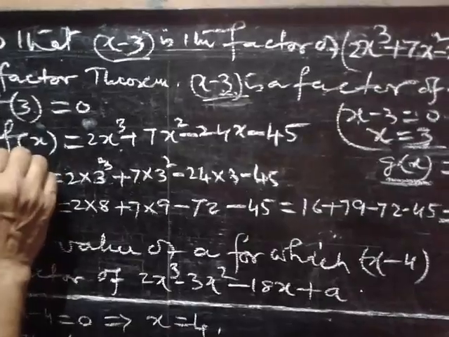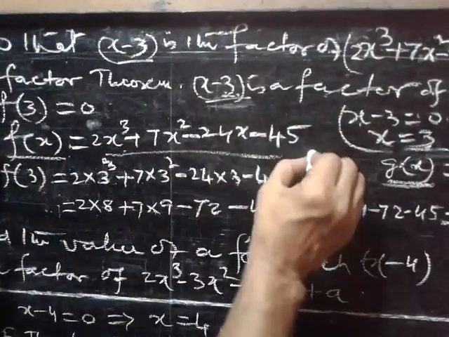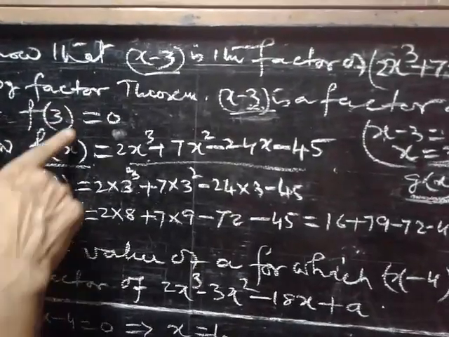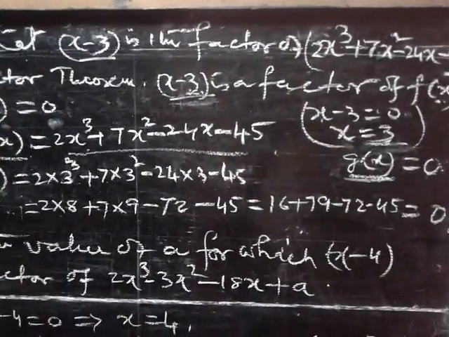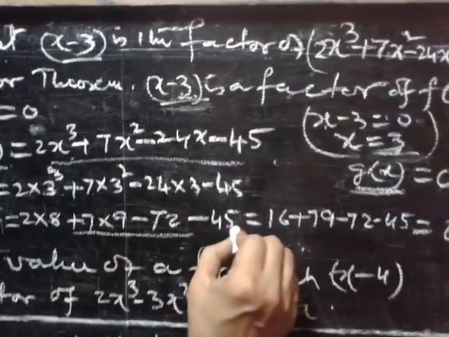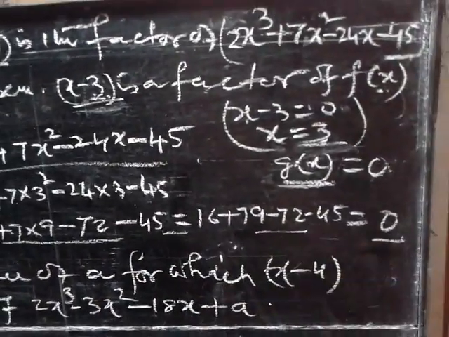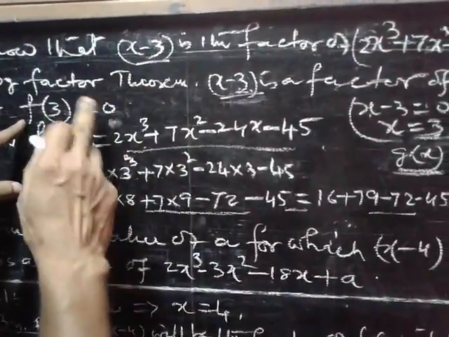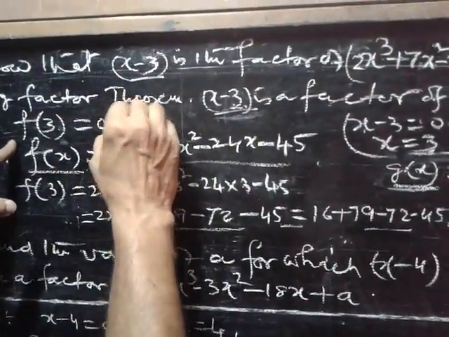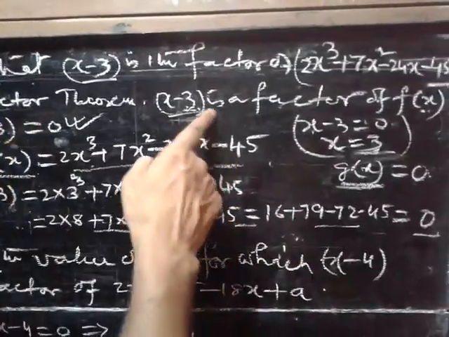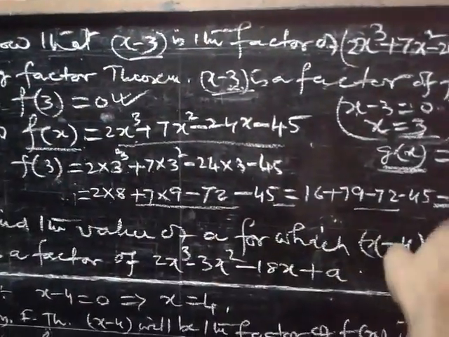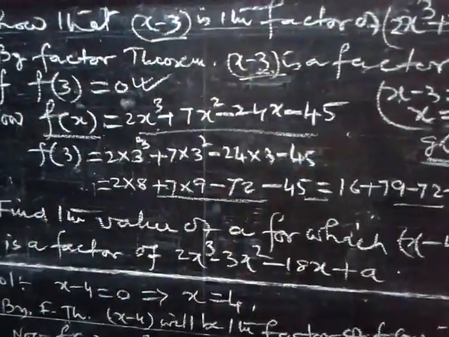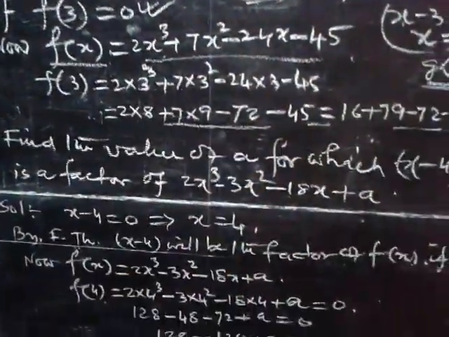Now our polynomial is this. If we put x equal to 3 over here, then this value you will get, see, this is coming 0. This is proof that this is the factor of this, because if f(3) equal to 0, then it will be a factor, and it has come 0, that is, no remainder. No remainder means this x minus 3 is a factor of this polynomial.